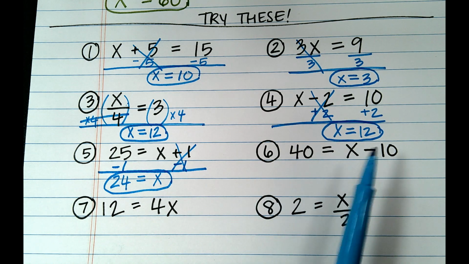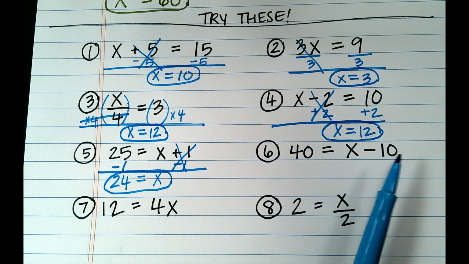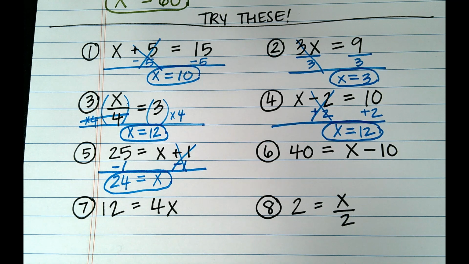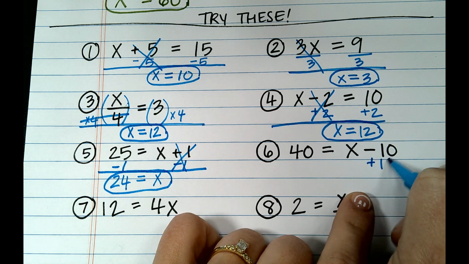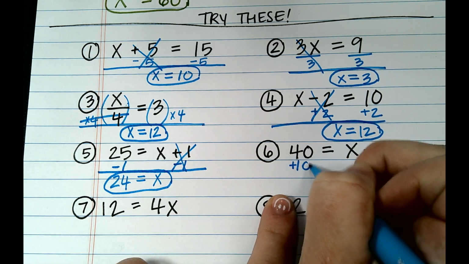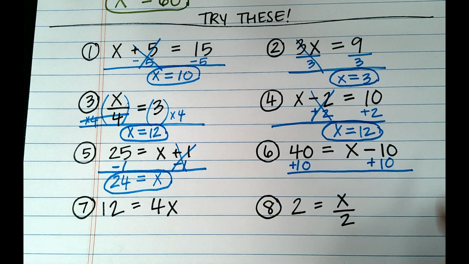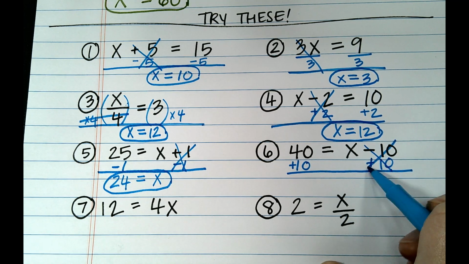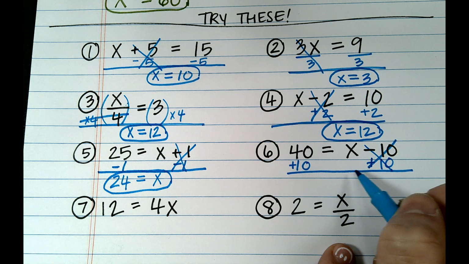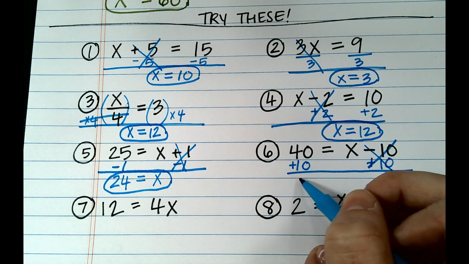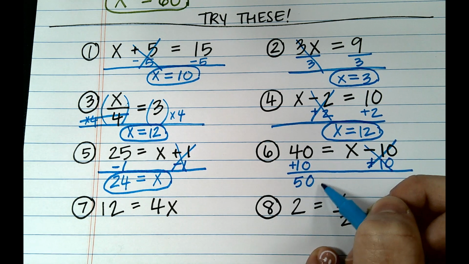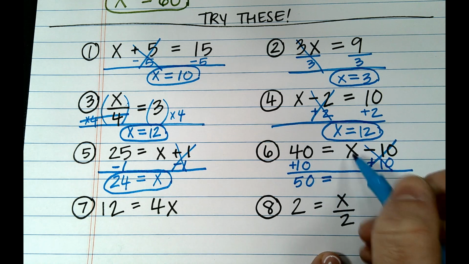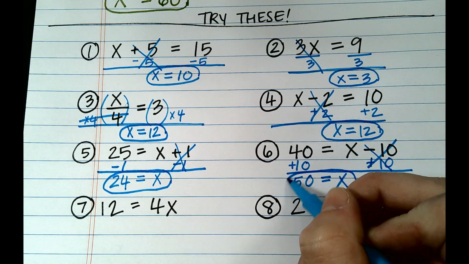Okay, number 6. 40 equals X minus 10. How do I get X by itself? You said plus 10? Yeah. Perfect. We're going to add 10, plus 10 to both sides. Okay, then what happens? My 10's cancel, and I get 40 plus 10 is what? 50. Bring down my equal sign, bring down my X, 50 equals X.